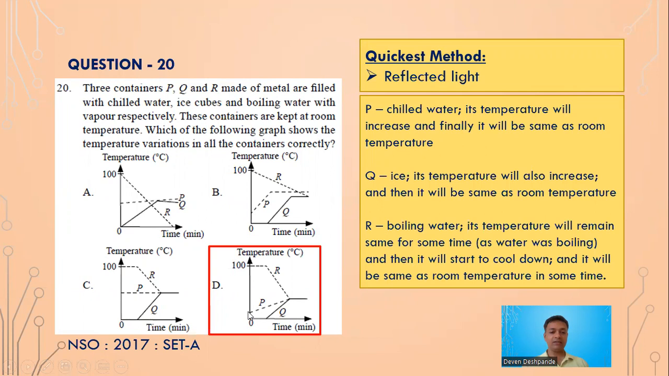So from 5 degrees, it will start getting warmer, isn't it? It will finally come to the room temperature. The room temperature may be like 25, 30 degrees. So it will come to the room temperature.